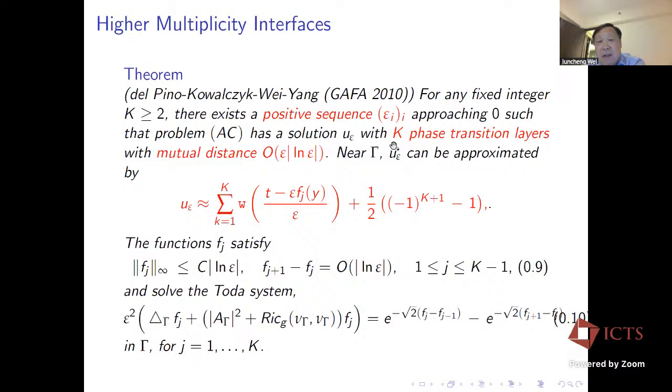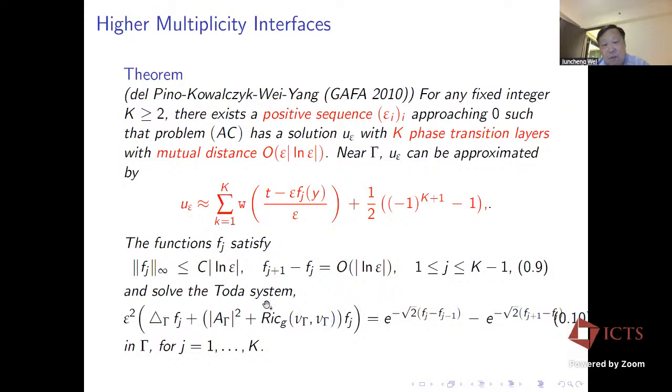And near the interface, it can be approximated by this k-layer interface, and these functions f_j satisfy the so-called Jacobi-Toda system. This is the Jacobi-Toda system, and we derive it by the reduction method.